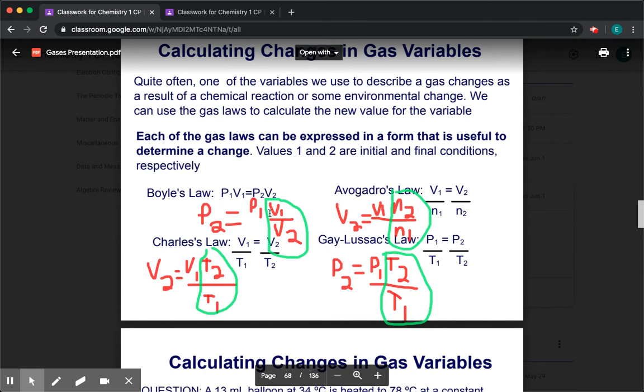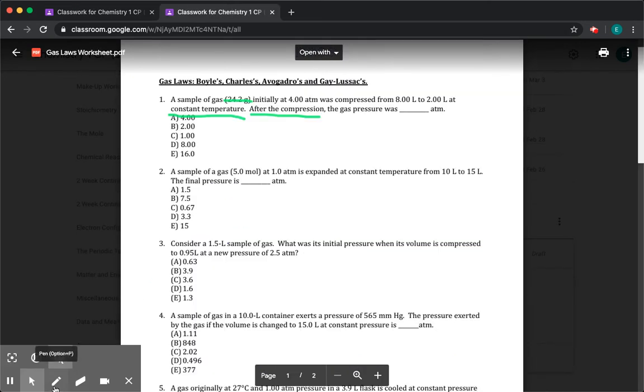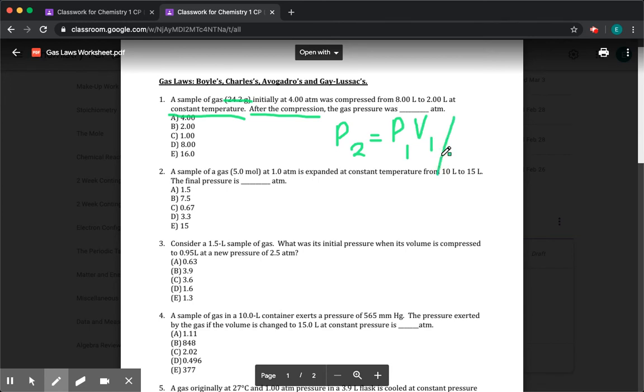So P2 is equal to P1 V1 over V2. Okay, P2 is equal to P1 V1 divided by V2. So what is P1? P1 is initially 4. What is V1? V1 is 8. And then V2 is 2. You're going from 8 to 2. So that's how I know the 8 is my V1, the 2 is my V2.